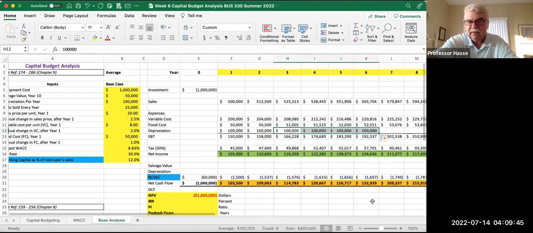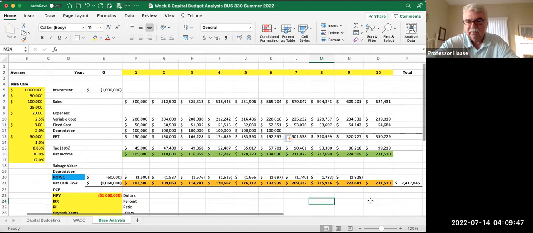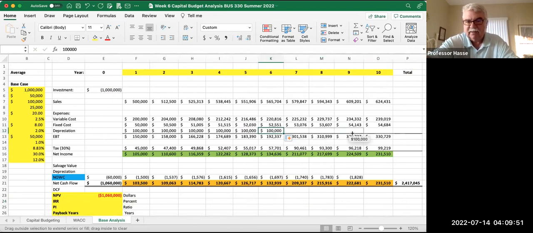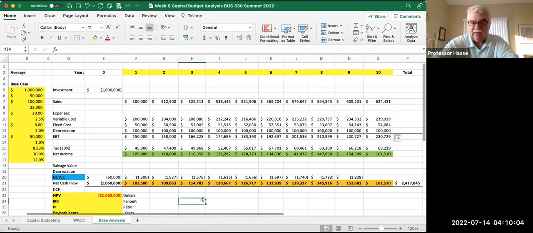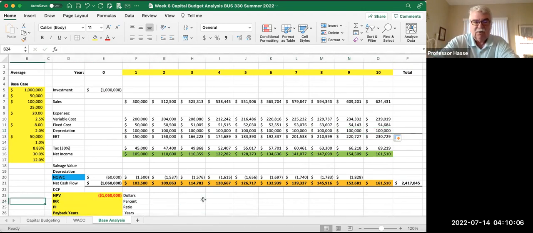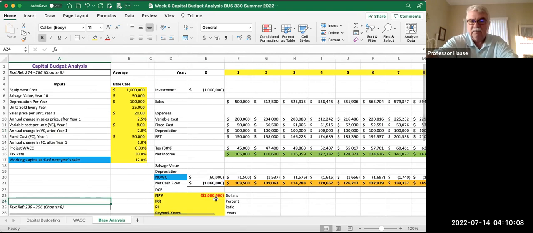In other words, bringing the $100,000 depreciation every year. So I'm just taking the cell and sliding it down. And there's our $100,000. Oh, one more year, sorry. And there it is, 100,000. So now we've incorporated depreciation in our calculation. And now we have all the expenses for this project: variable costs, fixed costs, depreciation.